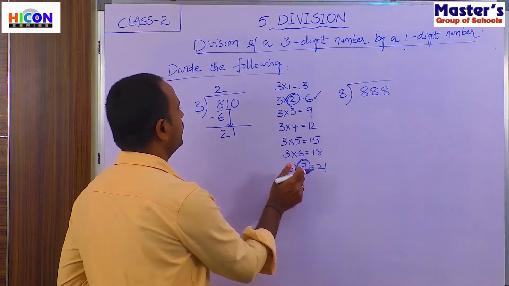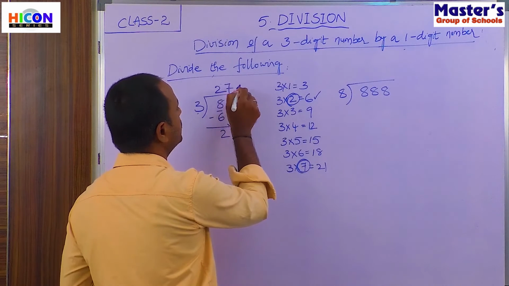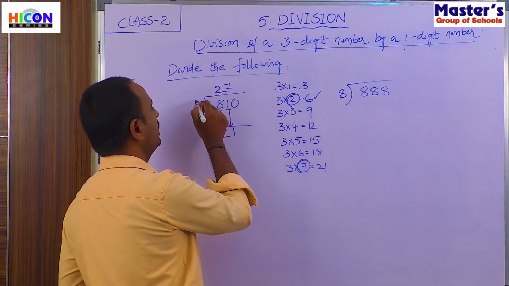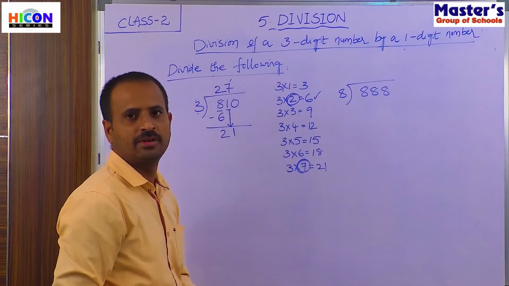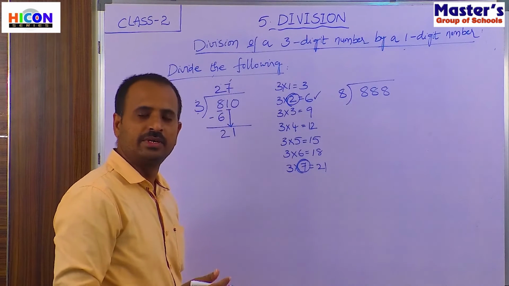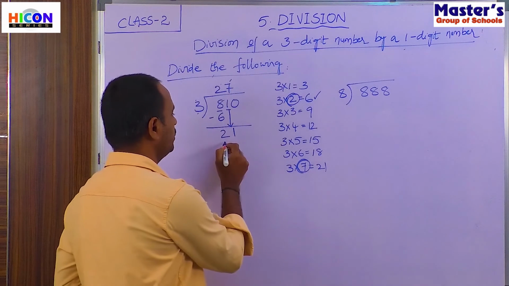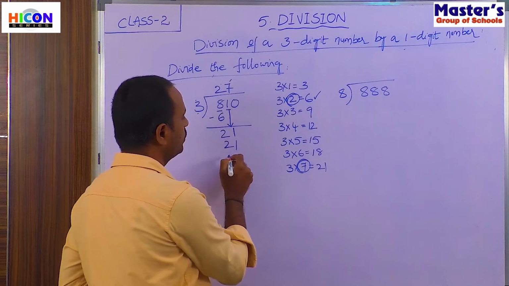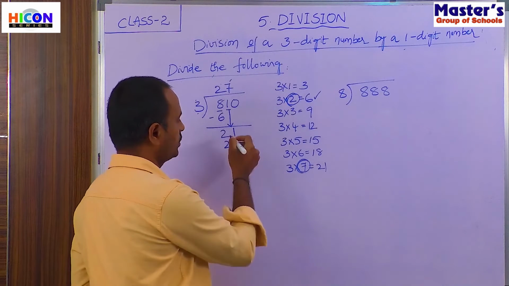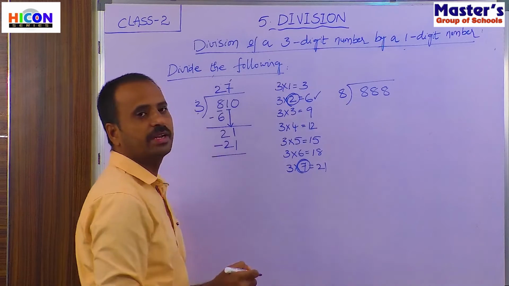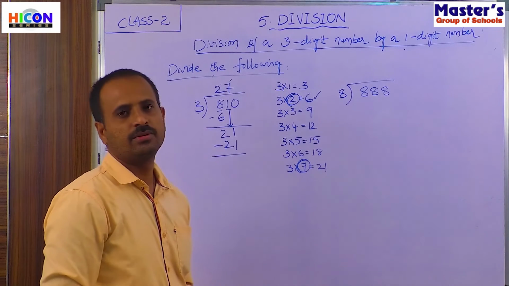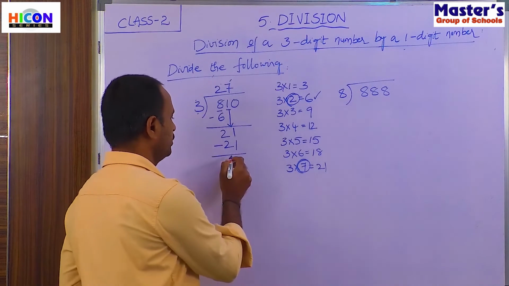So write this 7 in the quotient beside 2 and again multiply the divisor and this number, that is 3 into 7. 3 sevens are 21. And now subtract 21 and 21. It is 21 minus 21, 0.